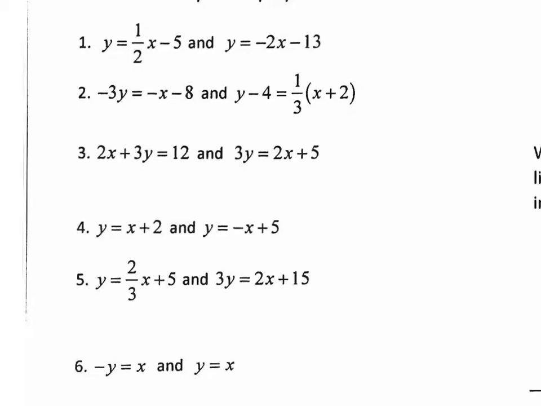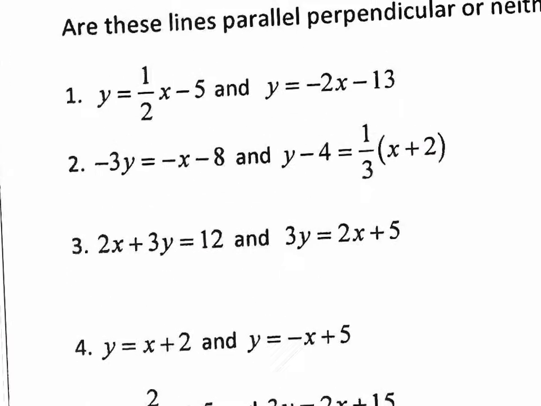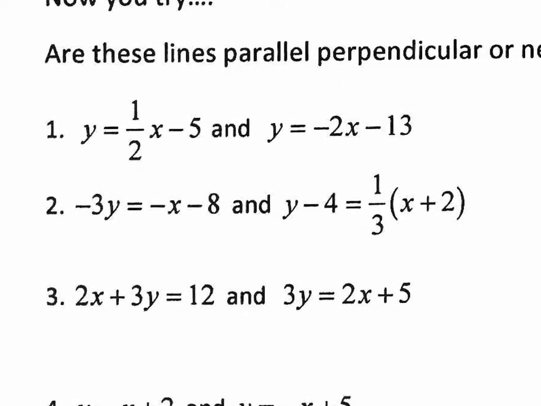So number 1 here, in order for us to compare slopes, I need to make sure that they're both in y equals mx plus b form, which they are. So the first one has the slope 1/2, the second one has the slope -2. Or if you wanted it in the form of a fraction, you could put it over 1, right? Now, are they identical? Is this one exactly the same as this one? No, so we know that they are not parallel.